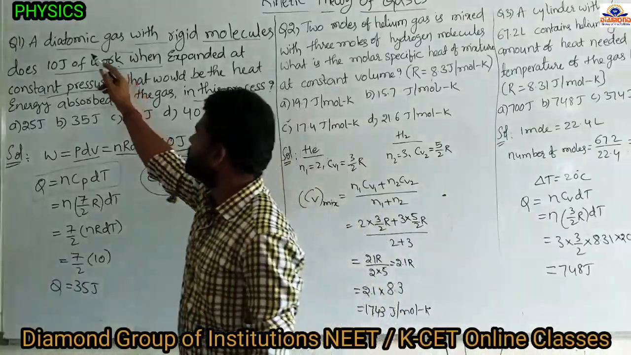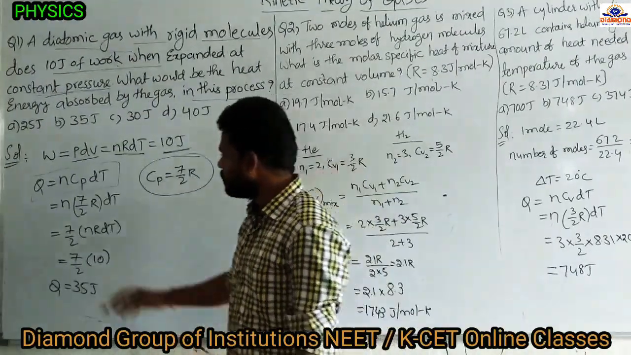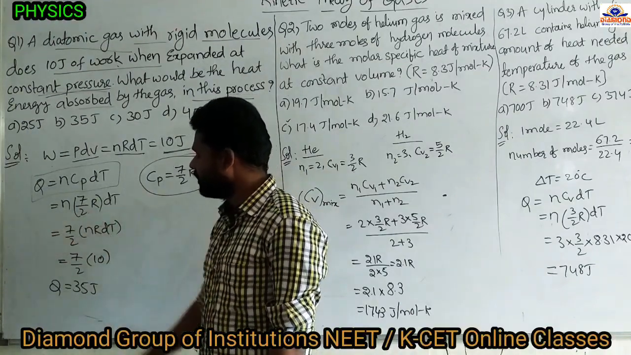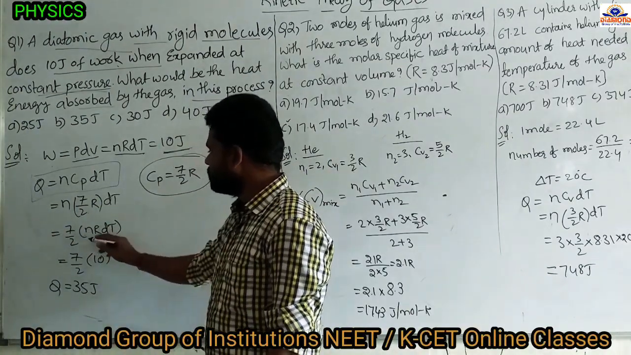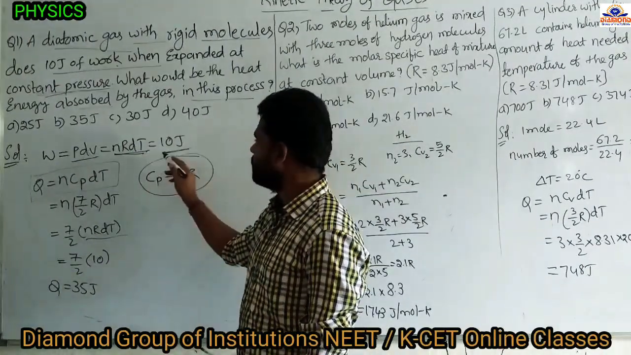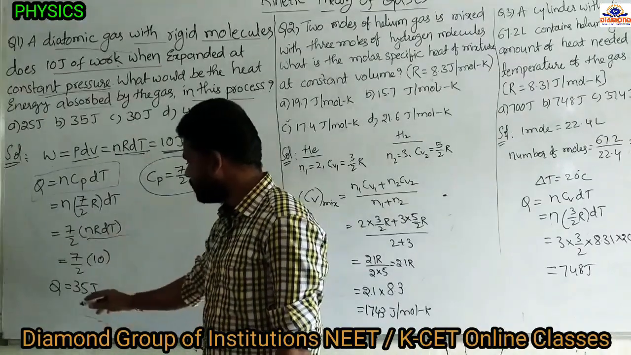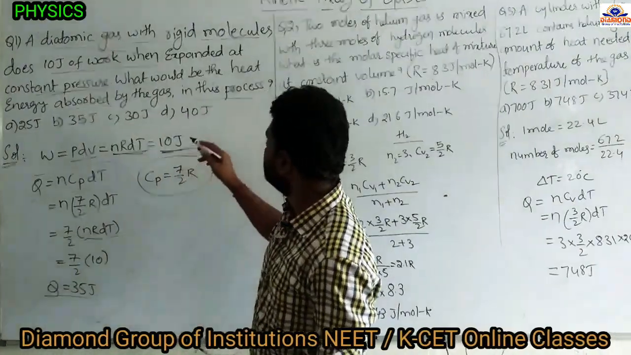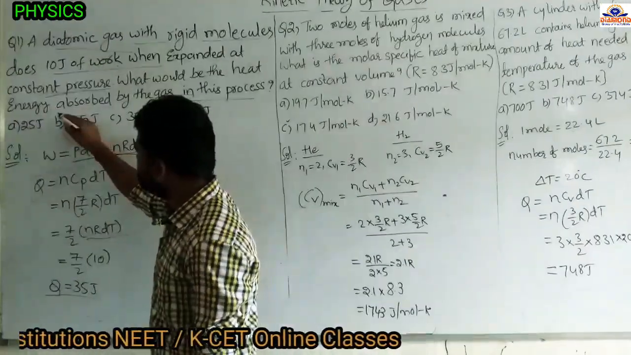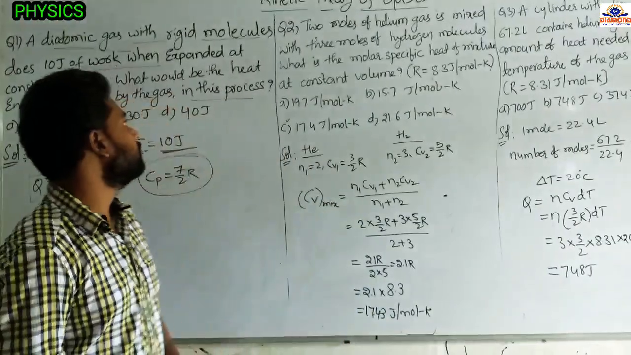In this question, the gas is diatomic, so Cp is 7 by 2 R. So I am writing 7 by 2 R into dT, with nR dT separate. nR dT is nothing but the work done, which is 10 joules. So 7 by 2 into 10 equals 35 joules. The heat energy absorbed by the gas in this process is 35 joule, the right answer. Very simple question.